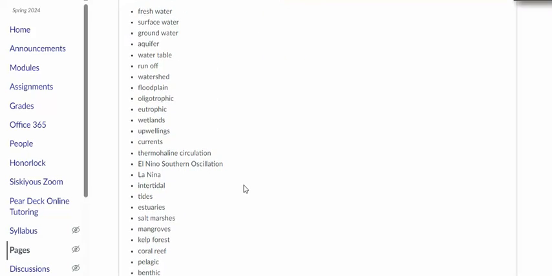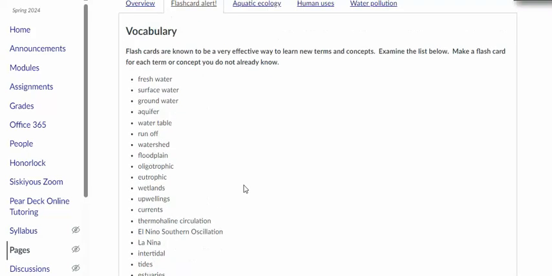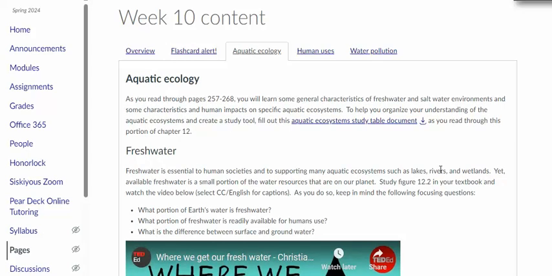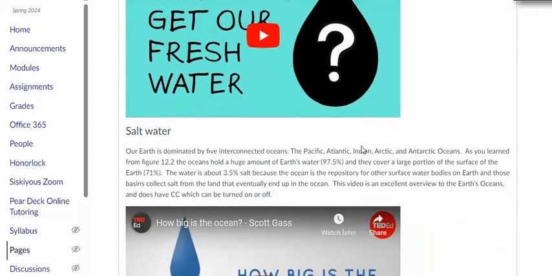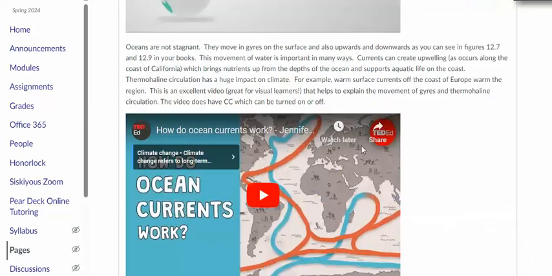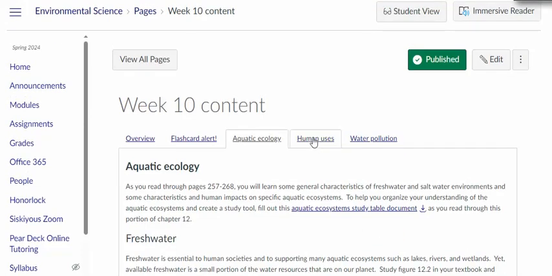So I recommend that you look over this list and make flashcards for the terms you don't know. These are some resources to help you get to know aquatic ecology. This would be a great document to download and then input with information about the aquatic ecosystems that you read about in chapter 12. There are also some videos here to help you take a look at the content from chapter 12 in a little bit different way.